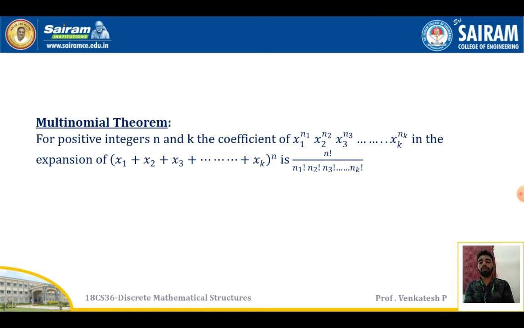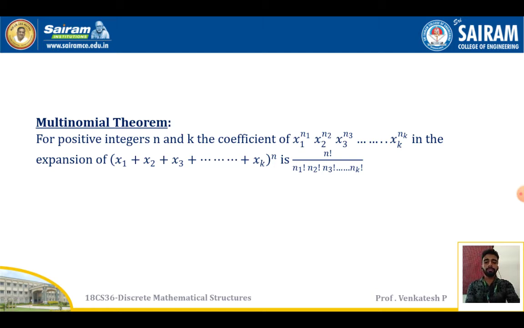So next is the multinomial theorem. For any positive integers n and k, the coefficient of x1^n1, x2^n2, x3^n3, and so on up to xk^nk in the expansion of (x1 + x2 + x3 + ... + xk)^n will be given by n factorial divided by n1 factorial, n2 factorial, n3 factorial, and so on up to nk factorial. So these two are the statements for binomial as well as multinomial theorems.